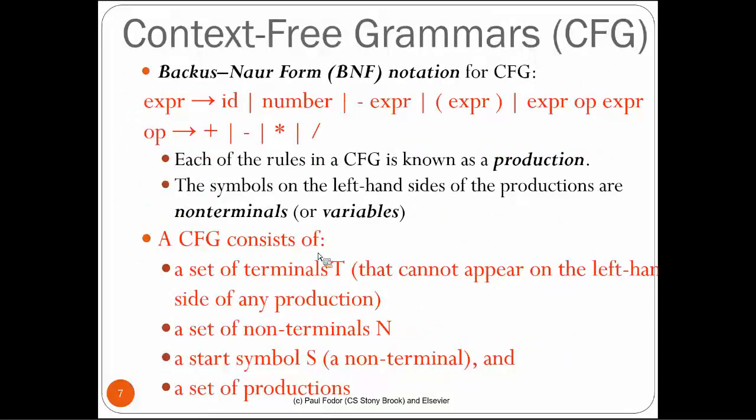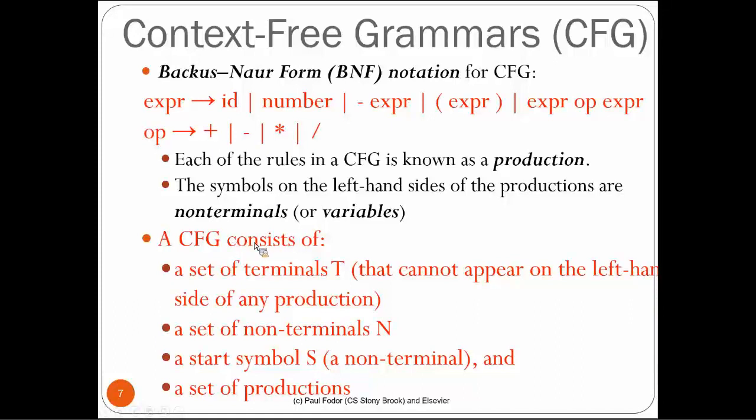So what are context-free grammars? Context-free grammars, first, they are written in what is called the Backus-Naur form. This notation for context-free grammars defines what are called productions. These productions are expressions written with this arrow operator, which has on the left-hand side a non-terminal or a variable, which gets parsed into one of the expressions on the right-hand side of the production rule. So an expression, for instance, in a language could be an ID, which is a variable, or a number, or a unary minus expression, or an expression within parentheses, or a concatenation of expression, operator, expression, where an operator could be a plus or minus or multiplication or division.